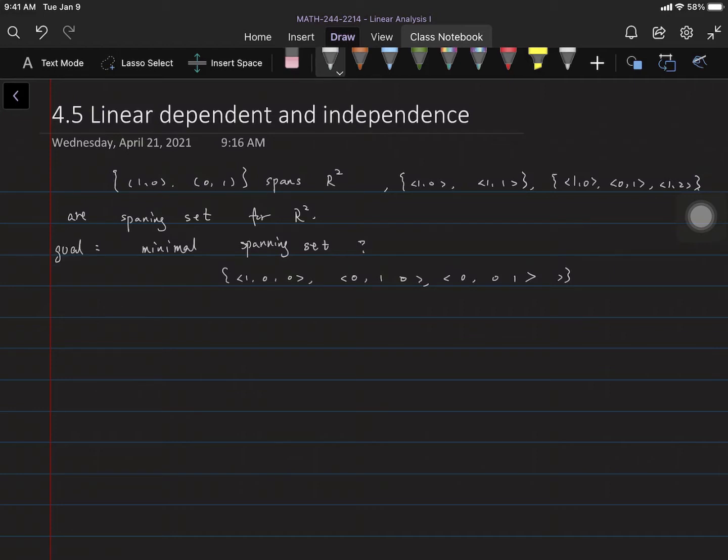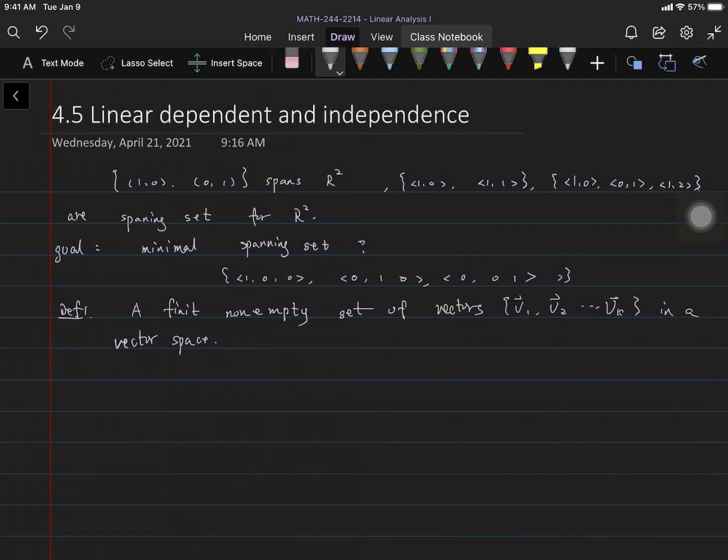Now let's take a look at the definition. What is dependent and independent? Okay, so let's see definition 1. Firstly, we have a finite non-empty set of k vectors. So those vectors we write down v1, v2, up to vk. We have k vectors here in a vector space.